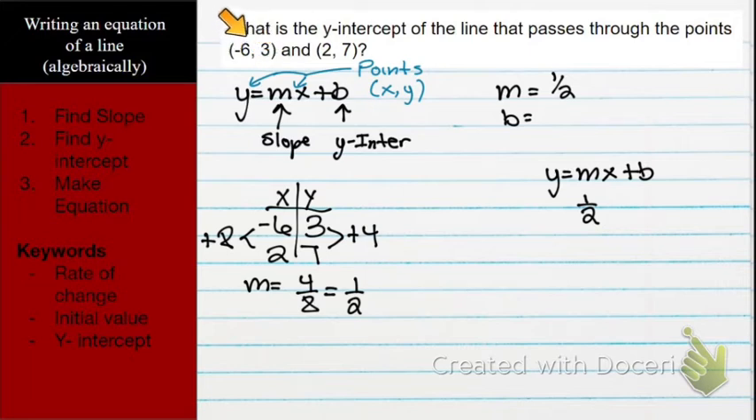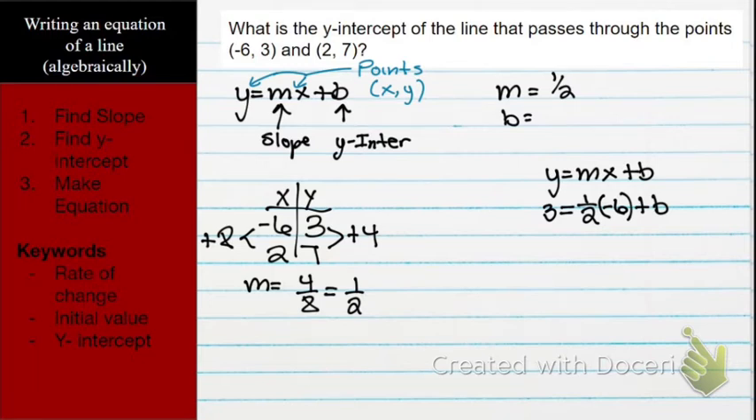Okay, so in this point, the x is -6, the y is 3. So under my y, I'm going to put 3 because that's what it is. Under my x, I'm going to put -6 and put it in parentheses because it means multiply. Everything else I did not change will just come down. My equal sign and my positive b. So now I got to take 1/2 and times it to -6.